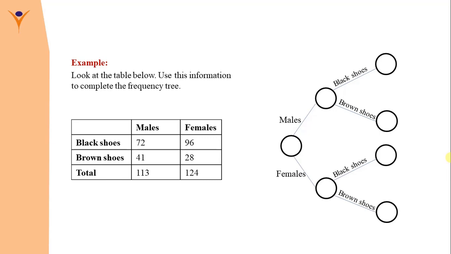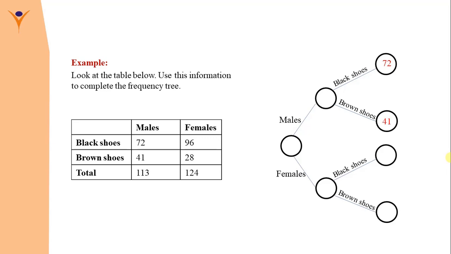Now, if you look at the table and then you look at the trees, you can see that at the very top up there, we have black shoes for males. So we can go back to the table and check on the males. We'll see there are males who put on black shoes as 72. So we enter that right there. Now the next one says brown shoes, and that is linked to males. So males who put on brown shoes, we'll go to the table, that is 41. So we'll put 41 right there.